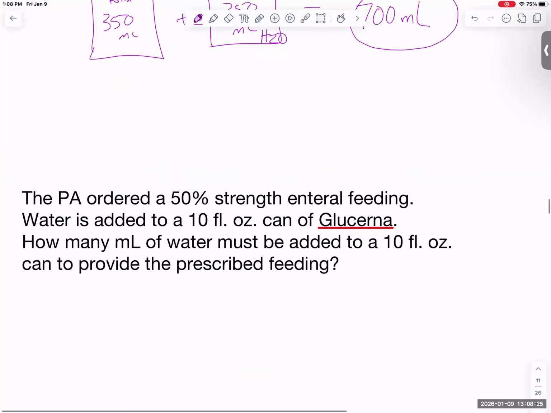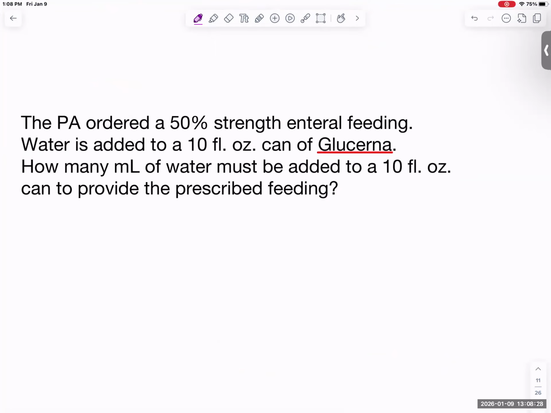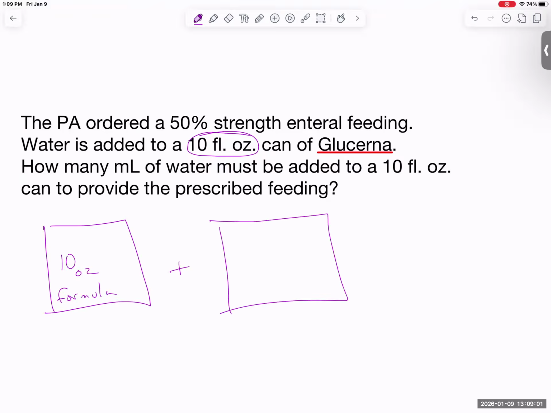Now it's a 10-ounce can. So I'm going to show you a way to do it. The PA ordered 50% strength enteral feeding. Water is added to a 10-ounce can of Lucerna. It's a type of feeding. How much water must be added to that 10-ounce can? So you go into the pantry and there's 10 ounces of formula. How much water do I need to add to it to dilute it by 50?